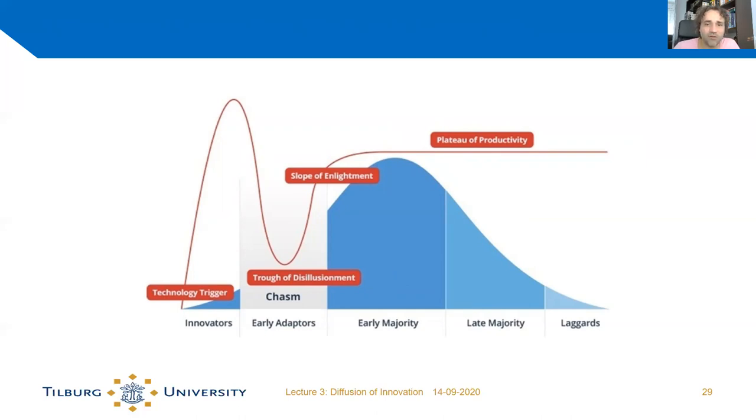Yeah, I think it's just true, especially now. I'm not really into gaming, but you see with many games that they release a game often when it's not really finished yet, and then it doesn't work at all. You reach disappointment, then they patch it up, and then you see that slope of enlightenment coming up. Yeah, absolutely. So I think gaming is a very good example.